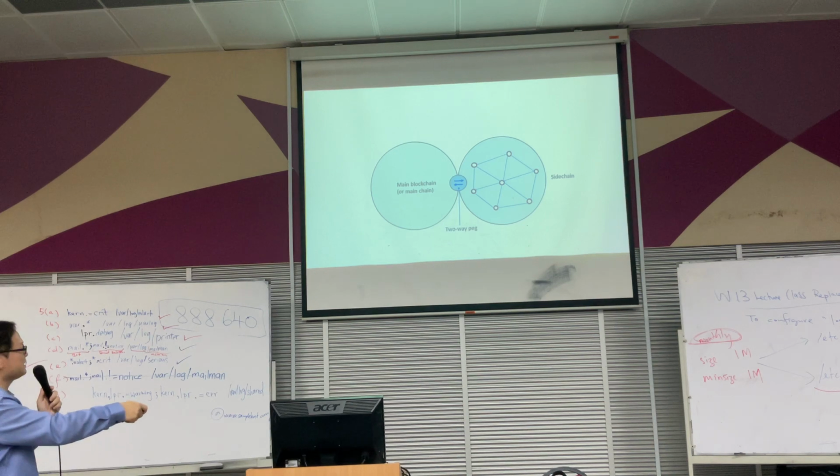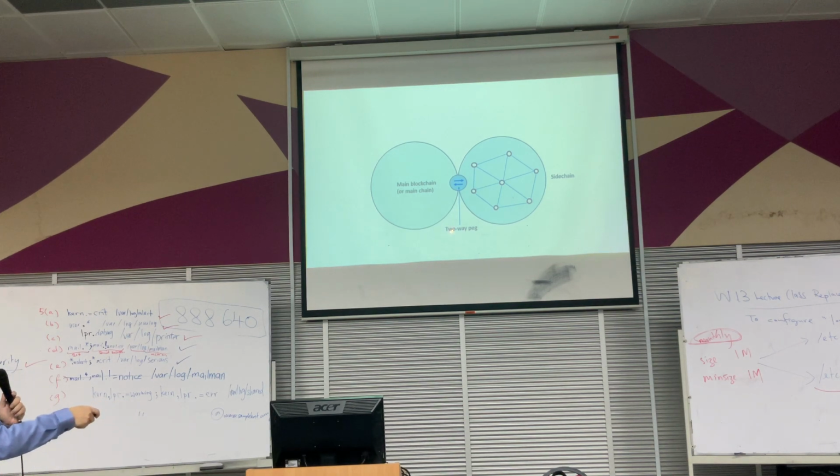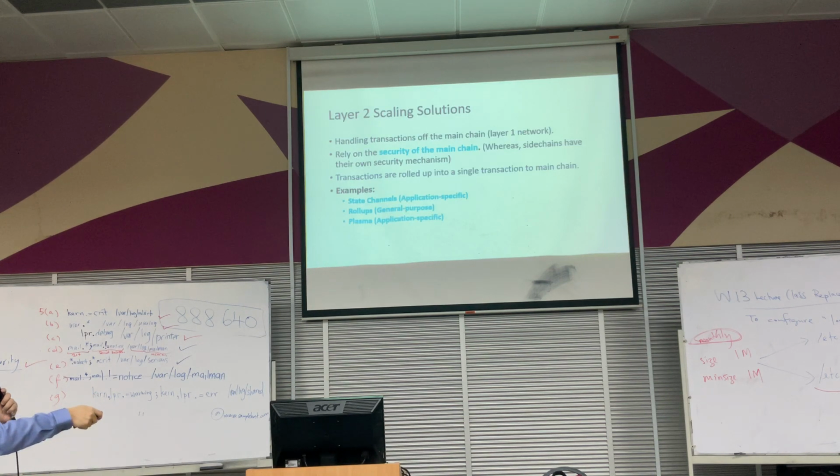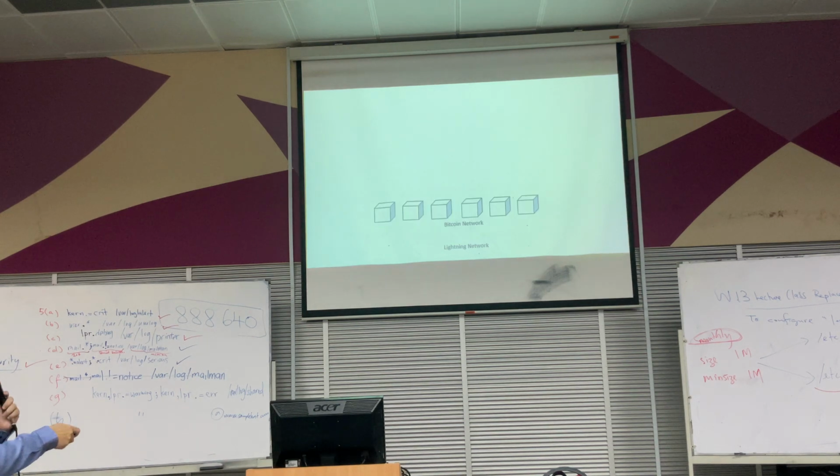It looks like this, side by side, right? You need to have a two-way peg for the bridging. Those details are just for information. For layer 2, we have state channels, rollups and plasma. They are almost the same. If you want to know the details, study on your own, but you just focus on this one. We do rollups.